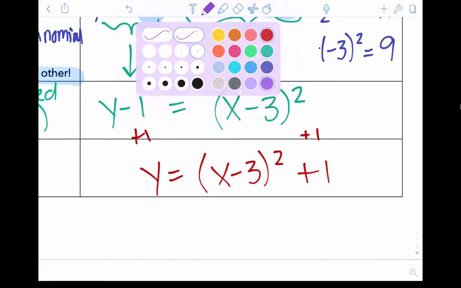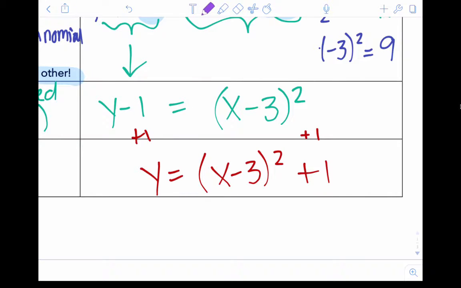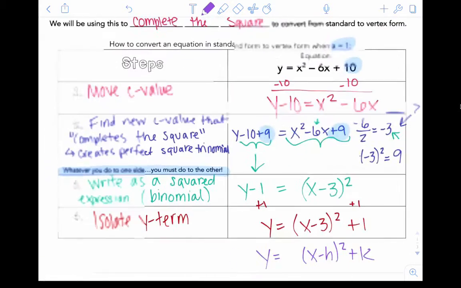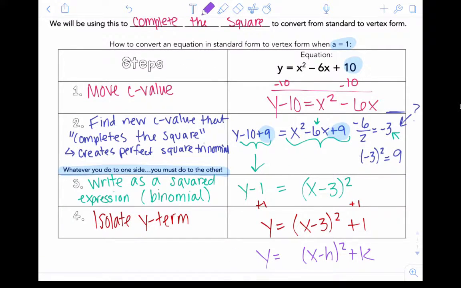Now if I think about vertex form, it's y equals a times the quantity x minus h squared plus k. Well, this is in that form because this is when a equals 1. So if a equals 1, I don't even need to write it. So my numbers are all matching up, which means that this is in vertex form. We're going to go through this same process on every problem that we do. And so this equation right here is the exact same as that one. They're just written differently.